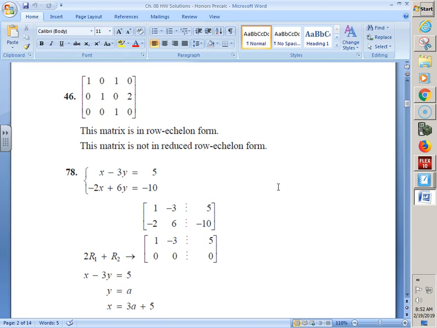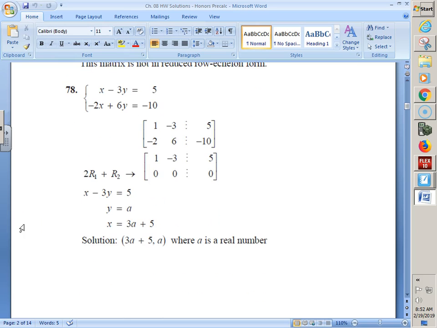Remember, this column doesn't matter. Here's the answers. But that 1 should have been made a 0 to be in RREF. Number 78, the full shabam. You put it in an augmented matrix. You have your 1, you get your 0. Oh, when you got your 0, what happened?